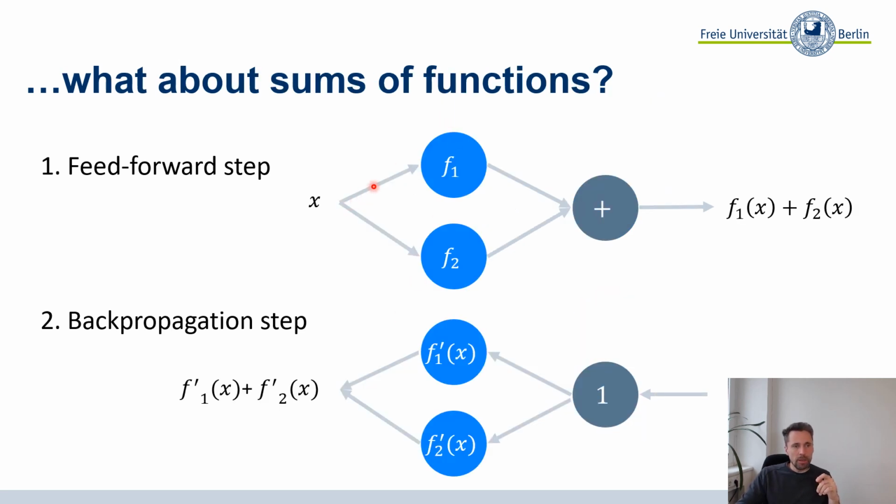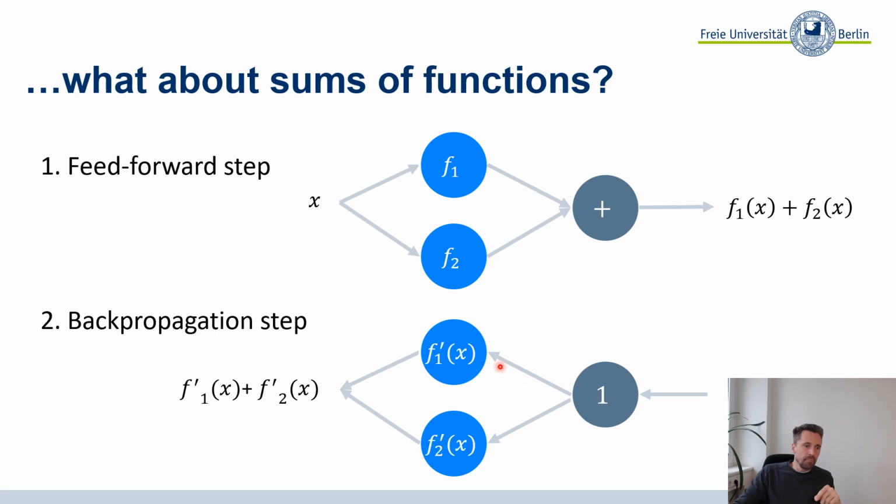So what about parallel processing? This is also what we will see. The output of this motif, of this pattern, is f1 of x plus f2 of x. We know what to do with the summation node. So the 1 is passed through this, multiplied by any gradient that was already calculated before and propagated through this by multiplying by 1.